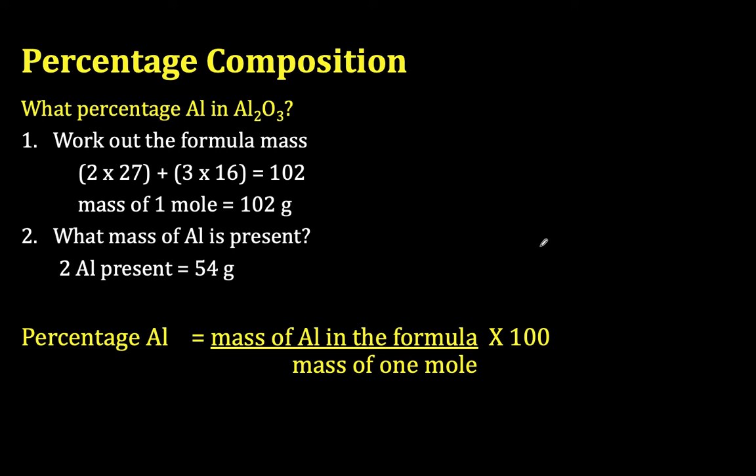To work out the percentage of aluminium, we have to have the mass of aluminium divided by the mass of 1 mole multiplied by 100. So in this example, we have 54 grams of aluminium, that goes on top, divided by the mass of 1 mole, multiplied by 100, and it gives us 53%.